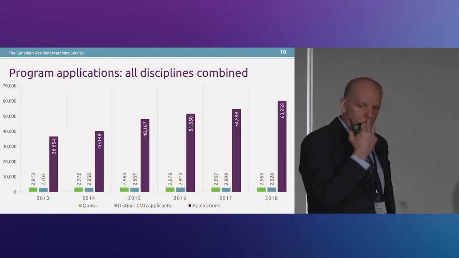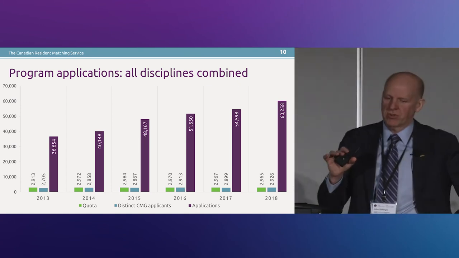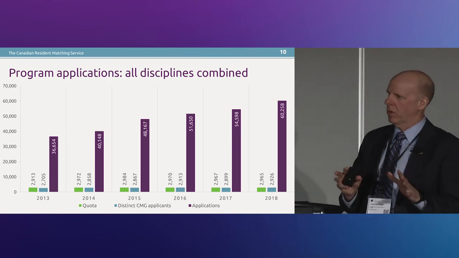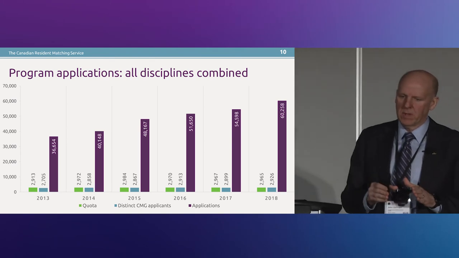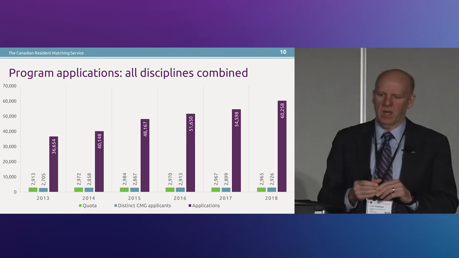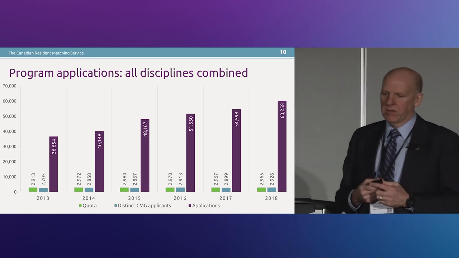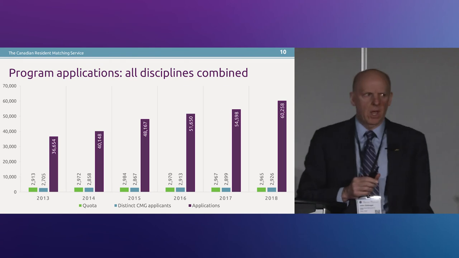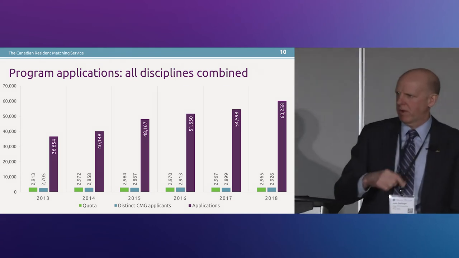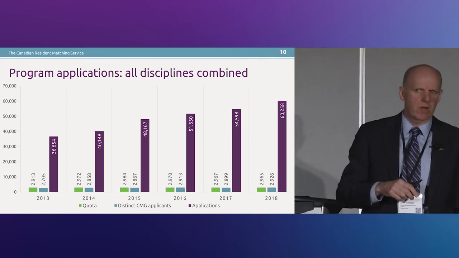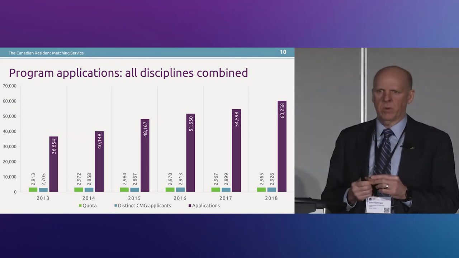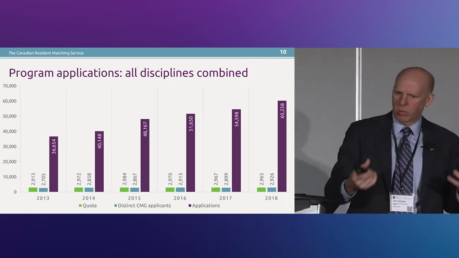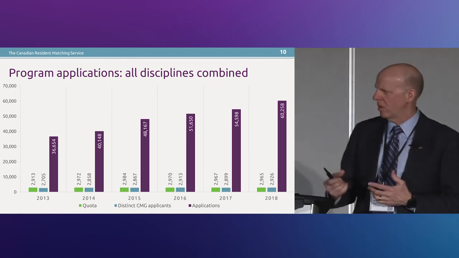And this is a view now of quota in relation to the number of applicants and the number of applications. The green is the quota over the last 5-6 years. The blue are the distinct number of applicants, and the burgundy are the number of applications. So applications are up 66% over the last 6 years. And certainly in my conversations with postgrad deans and program directors, that has not come with a coincidental increase in resources to manage that volume of work, manage the assessment, the decision making, the reviewing of files.